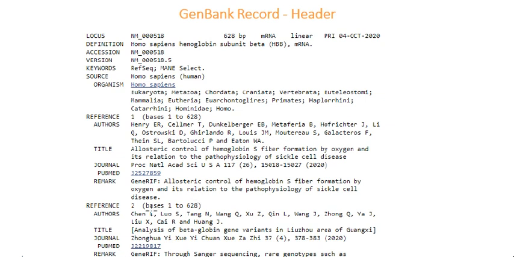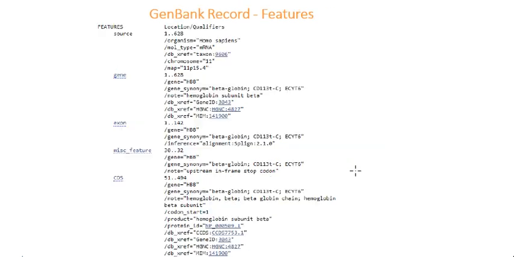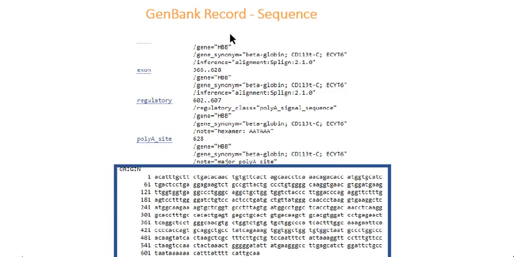Gene information, the reference, and other authors who also worked on the same gene sequence. GenBank record features: what is the feature? The feature information is the source from which the gene was obtained, the gene abbreviations, exons, misc features, and cDNAs. And then the GenBank record in this sequence analysis.